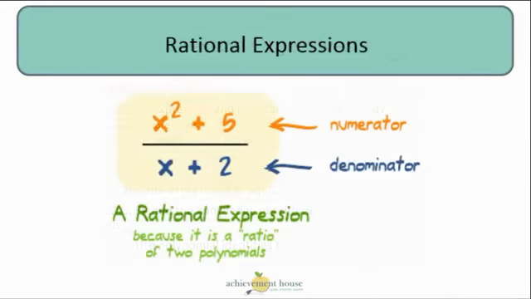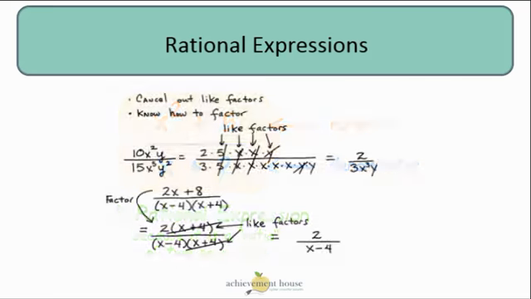A rational expression, again just to review, is an expression with a polynomial in the numerator and a polynomial in the denominator. If you see in our example right here, the polynomial in the numerator is x squared plus 5, and in the denominator is x plus 2. It is a ratio of two polynomials. Alright, so now we know what a rational expression is.